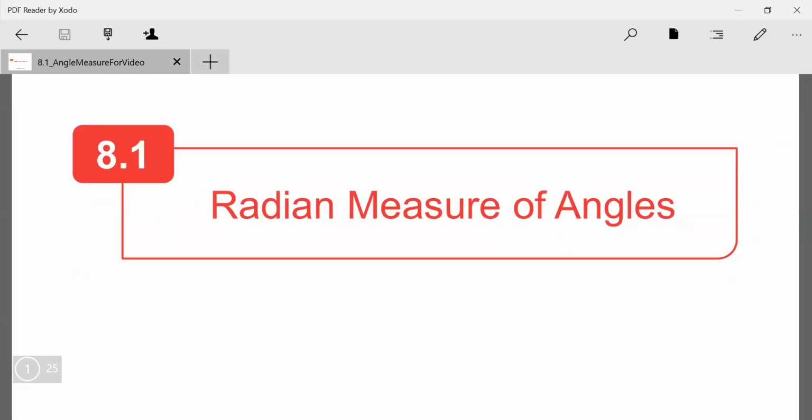Okay, this is the first video on chapter 8, trigonometry and its calculus. In this very first section, we're going to review some concepts and some questions about the angles and the triangles.